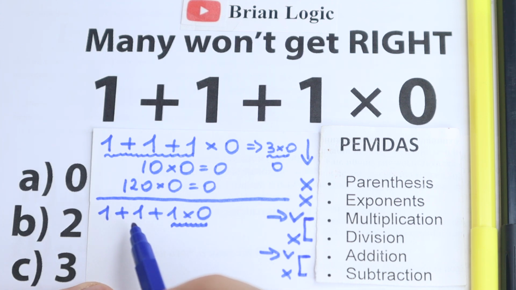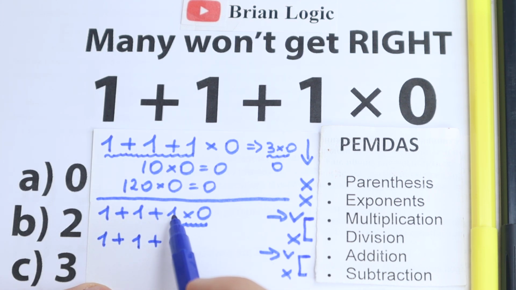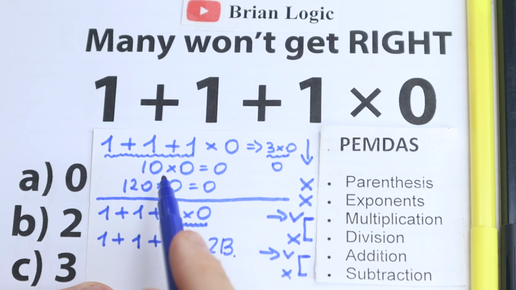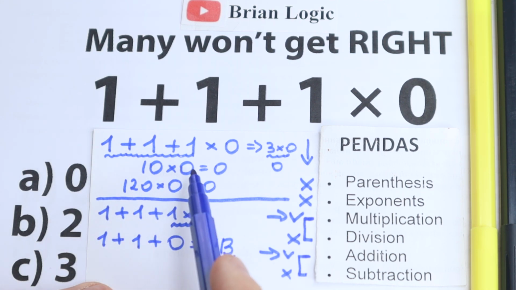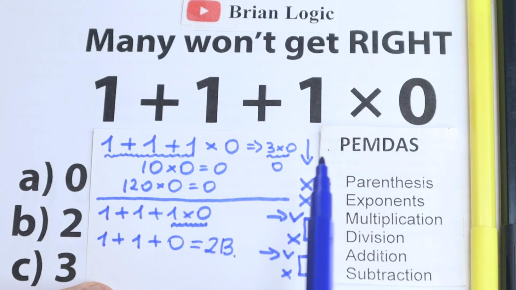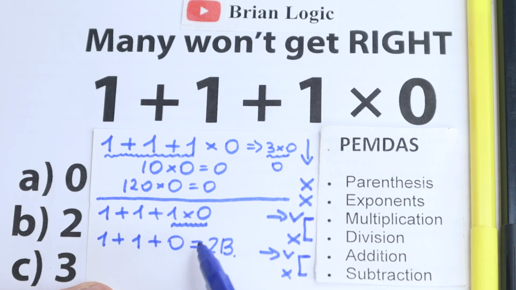So let's multiply. Right here we have 1 plus 1 plus 1 times 0 equal to 0, which signals that we have addition as our last step. So we completed this multiplication step, and the addition equals 2, which is option B. And now a really interesting moment, because right here we have option B according to PEMDAS, and right here we had option A, the 0. And here is maybe the main question: which one is correct, this one or this one?